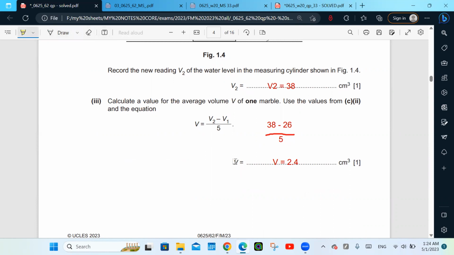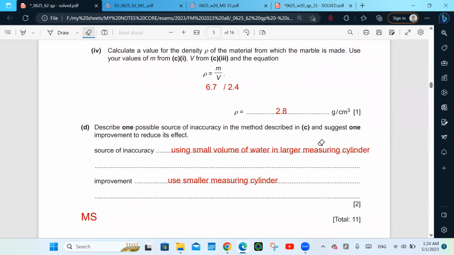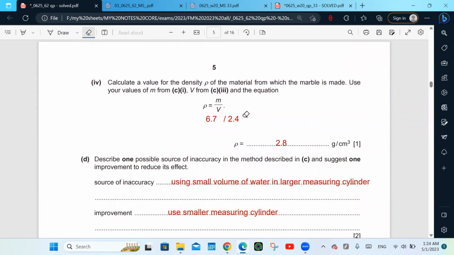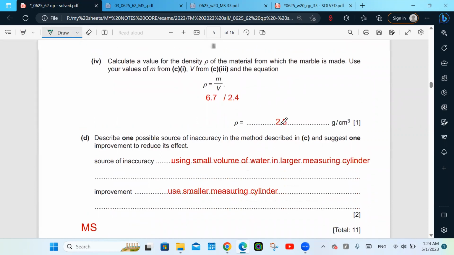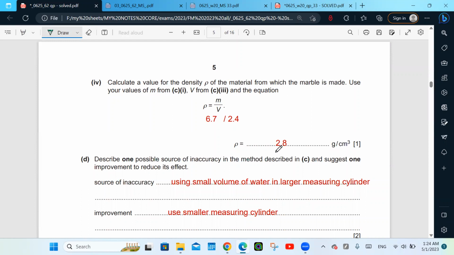So here we have another important value we need to highlight. Here we have the mass of the one marble, and we have the volume of one marble. So we can calculate the density easily. As you remember, the density can be calculated by the rule mass over volume. Here we have the volume 2.4 cubic centimeters, and we have the mass 6.7. So with straightforward substitution, you can calculate the density, which is 2.8.